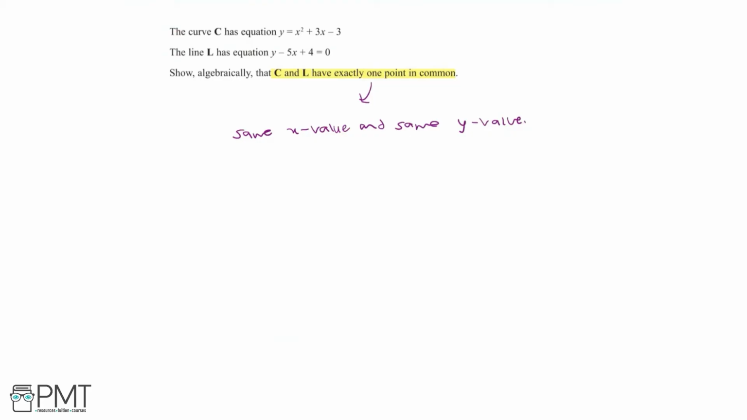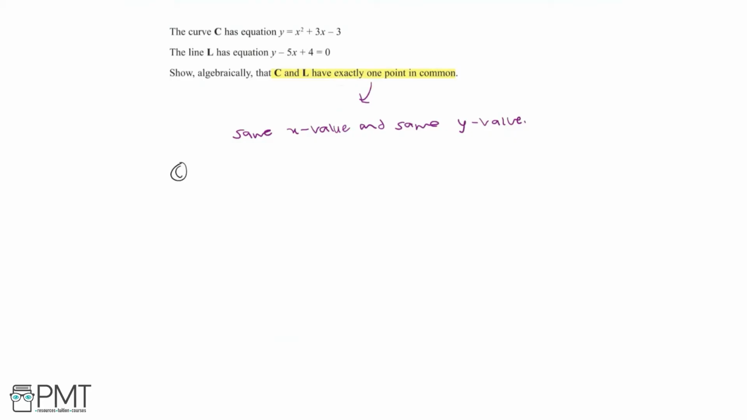But now we need to prove that they have exactly 1 point in common. And so to prove that they have exactly 1 point in common, that means there's only one solution for x and one solution for y. When we solve these as simultaneous equations, we're going to end up with a quadratic. And most of the time when we have a quadratic equation, we end up with 2 solutions, 2 values of x and 2 values of y. And so to prove that they have exactly 1 point in common, we're going to need to end up with a quadratic expression that only has 1 value for x and 1 value for y. So let's begin to solve and see where we end up.